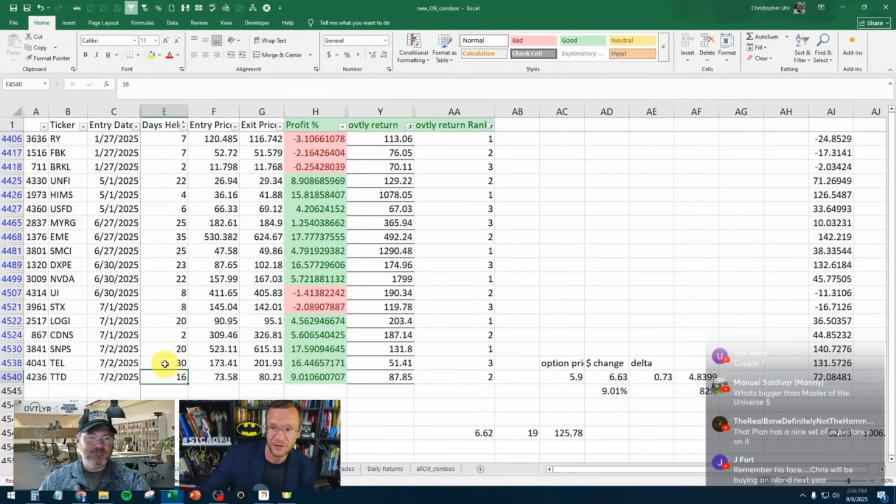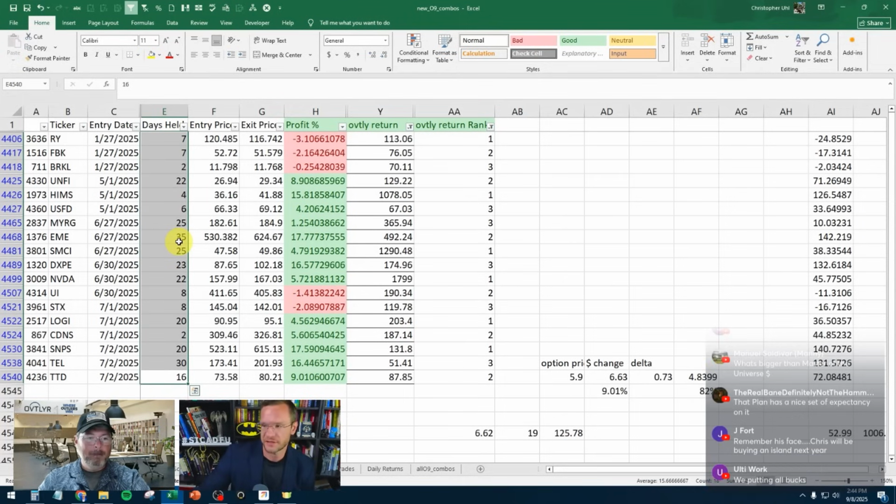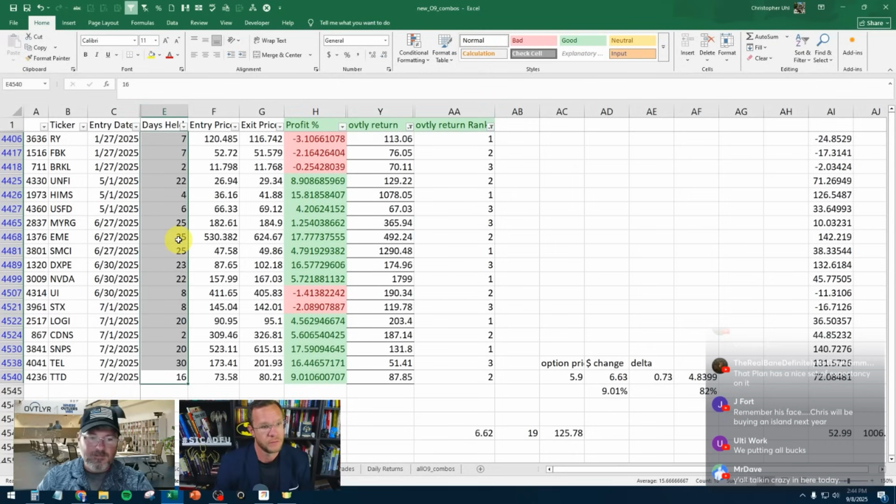Some of these are decently long, I'll give you that. Days held on average, 18. No, average 15.6. So that means you've probably rolled in that time period, and so you probably have free trades or multiple free trades on. Oh yeah, for sure. Zero risk.